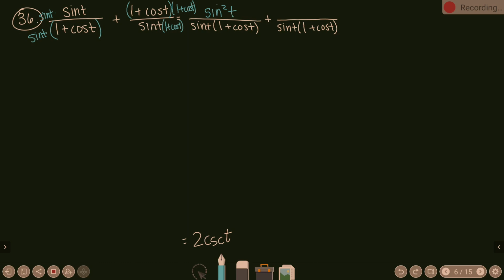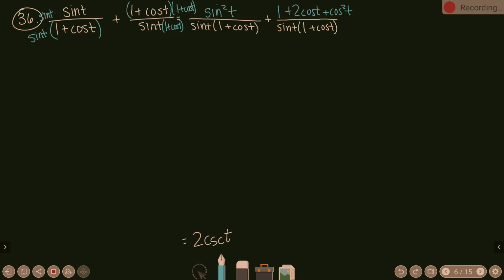So first, 1 times 1 is 1. Outsides: 1 times cosine t is 1 cosine t. Insides: cosine t times 1 is another 1 cosine t. What's 1 cosine t plus 1 cosine t? That is 2 cosine t. And last, cosine t times cosine t is cosine squared t. Yes. Okay.